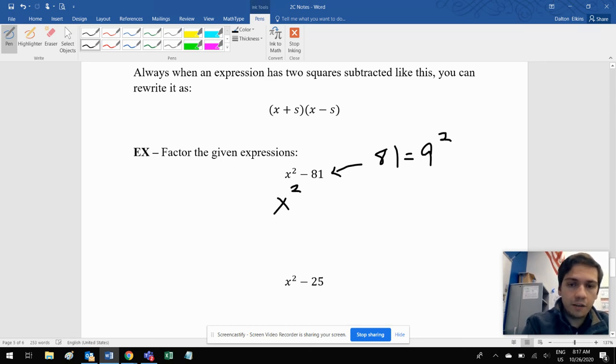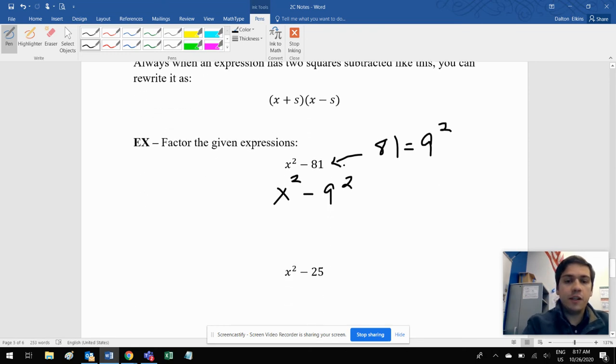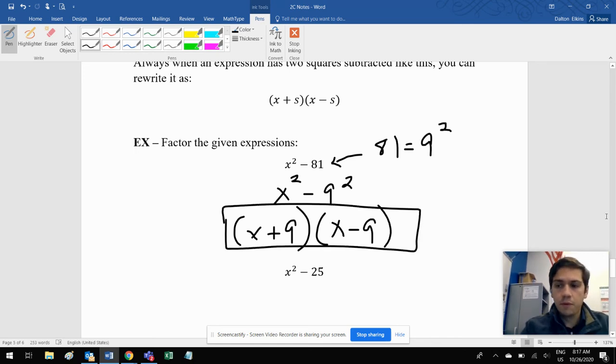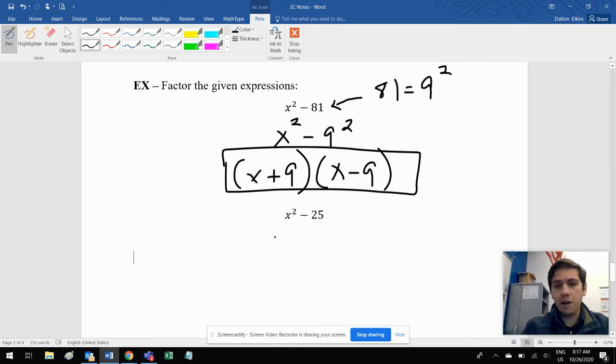So maybe I'll just rewrite this as x squared minus 9 to the power 2. You can see then how this looks exactly like x squared minus s to the power 2. So instead of s, we have 9 here. So I'm going to write this as x plus 9 times x minus 9. And that would be the factored form. Just pretty much like that. It's a nice little common pattern that happens in a lot of instances here.